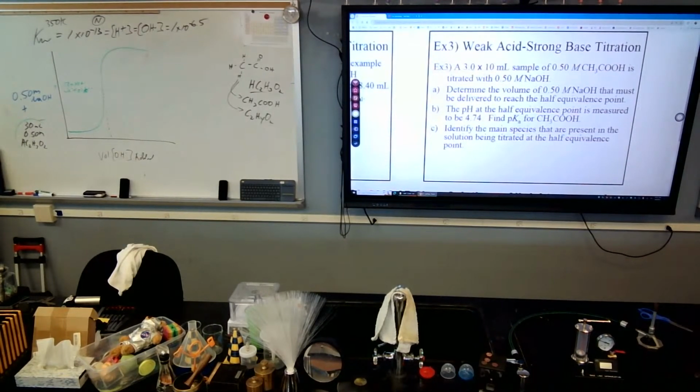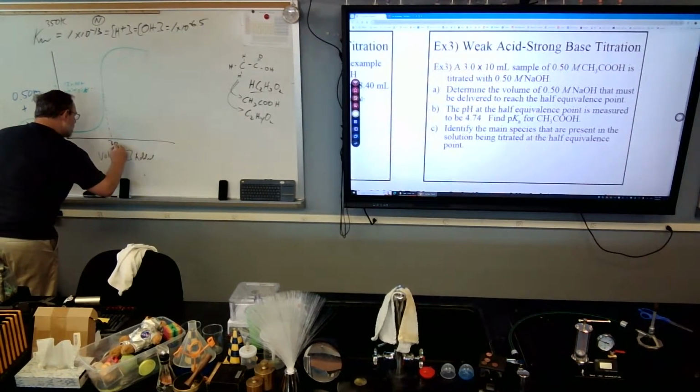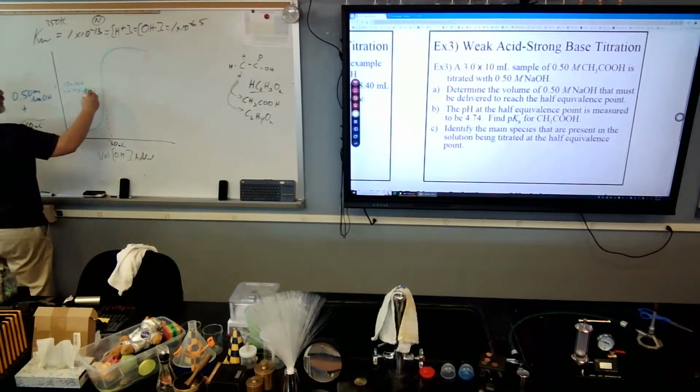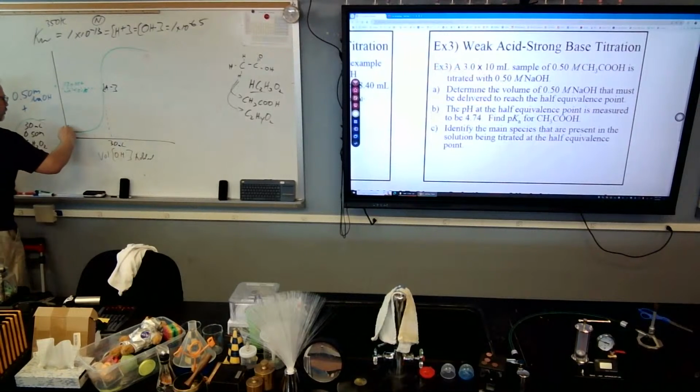You guys done, hopefully? So if it's 0.5 molar acid and 0.5 molar base, and you added 30 milliliters of acid, how much base did you have to add? 30 milliliters. So 30 milliliters would have to be where you get to the actual equivalence point, where you got a whole bunch of A minus.